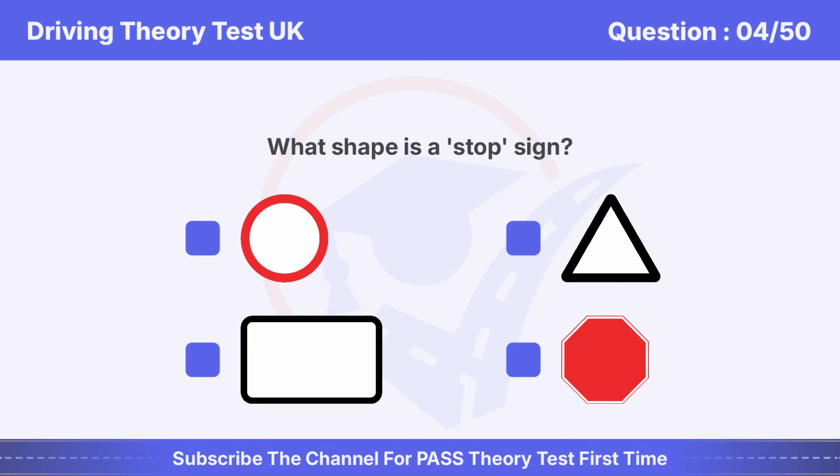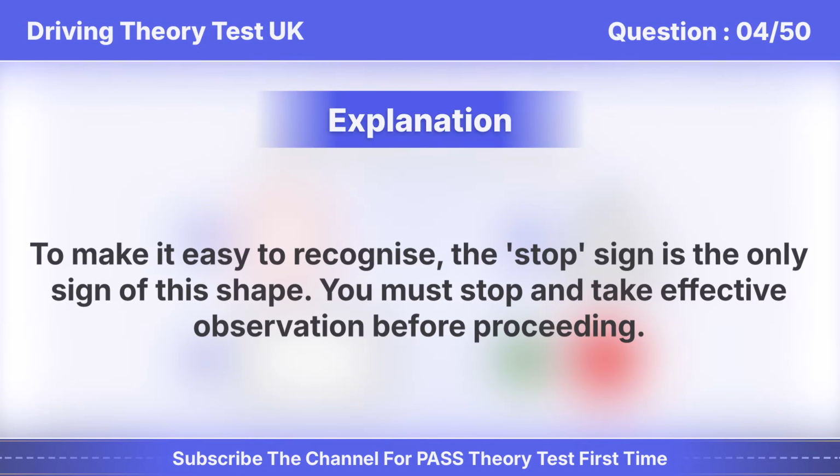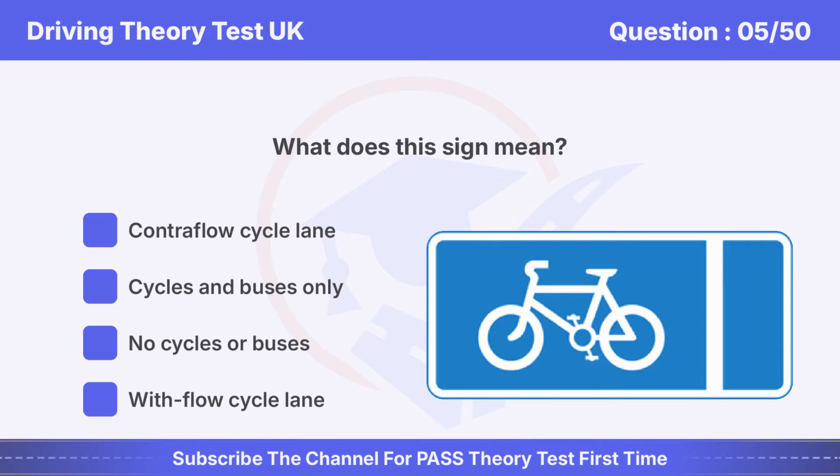Question 4. What shape is a stop sign? Answer is D. To make it easy to recognize, the stop sign is the only sign of this shape. You must stop and take effective observation before proceeding.